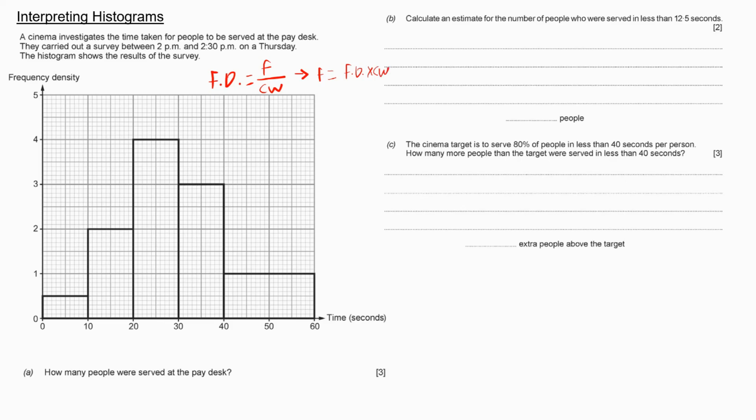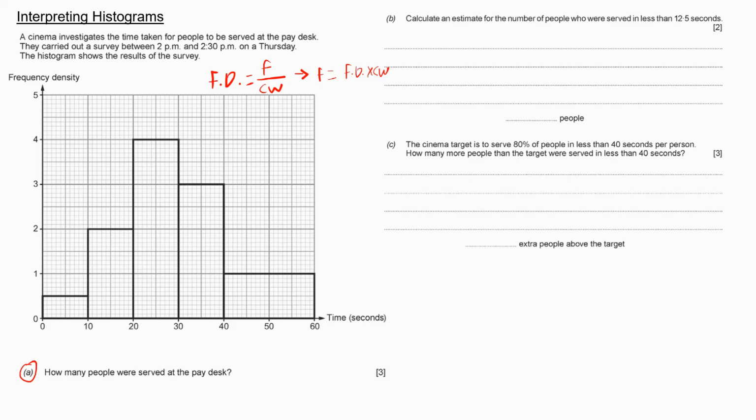This lets you work out how much each of the bars is worth and how many people or things are represented by the histogram. In question A, we want to work out how many people were served at the pay desk. To do this, I need to work out the total frequency of the histogram. So I'm going to work out how many people are represented by each bar.